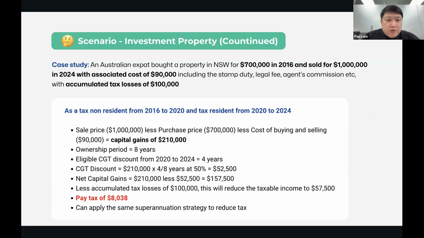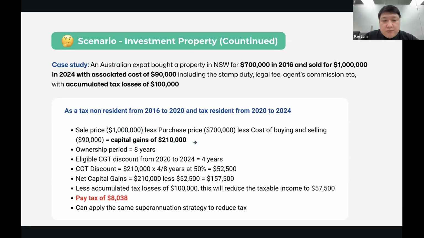So assuming you bought a property in 2016 and lived overseas until 2020, moved back to Australia, and sell the property in 2024. How does it work in terms of the calculations when there is a part year resident and part year non-resident involved in this? So what we'll be looking at is the same calculation. You're going to have a capital gain of 210.